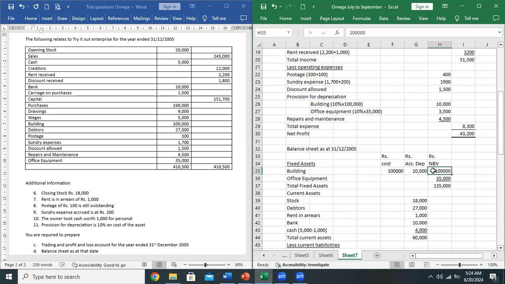When you less it from the cost, you get 90,000, and that becomes the net book value. For the office equipment, you show the cost of 35,000, and then you less the depreciation, which is 3,500, to get the net book value. Okay, that is it. So my dear professors, you get this depreciation at least for the first step. If you have questions, please ask me.